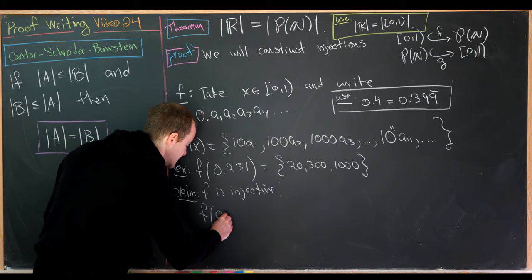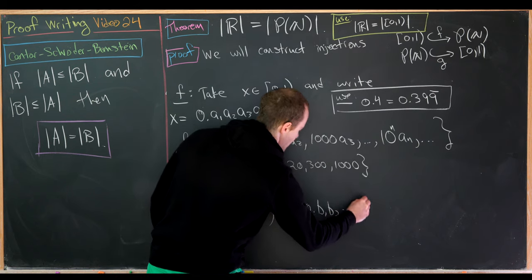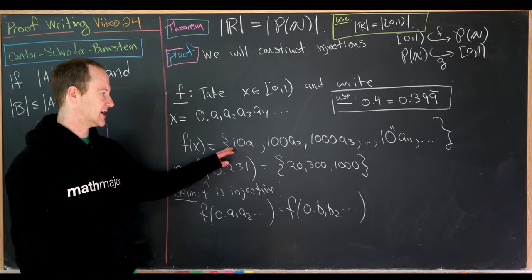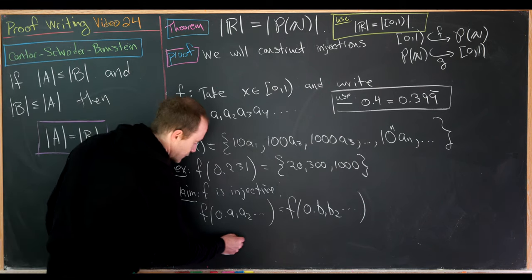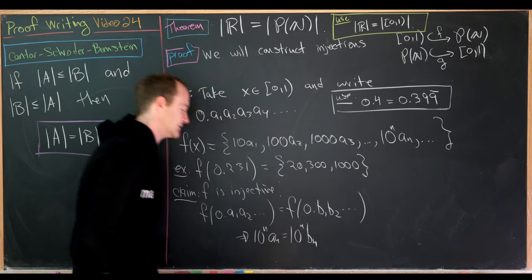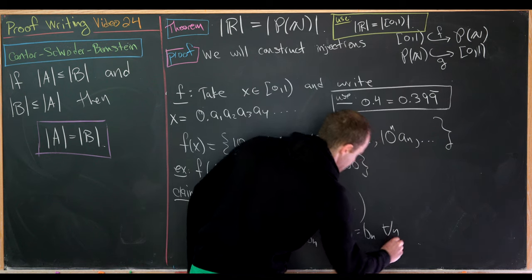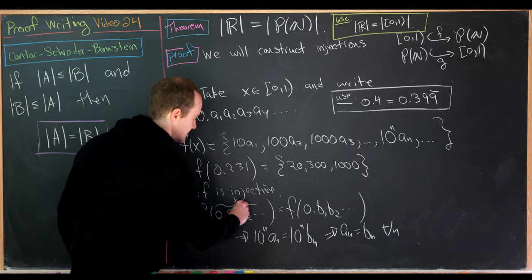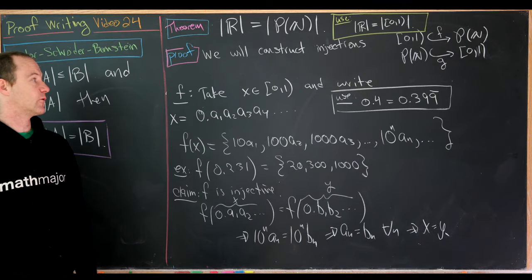Let's suppose that f of 0.a1, a2, and so on and so forth is equal to f of 0.b1, b2, and so on and so forth. But let's notice that this encodes the decimal digits as multiples of powers of 10, so it's really easy to see when two sets are equal. And in fact, what this means is that 10 to the n times a sub n is equal to 10 to the n times b sub n for all n. But that gives us that a sub n is equal to b sub n for all n. But that means that those two inputs were the same. So maybe if we call this input here x and this input here y, then that implies that x equals y. But that's what we need for our injectivity.